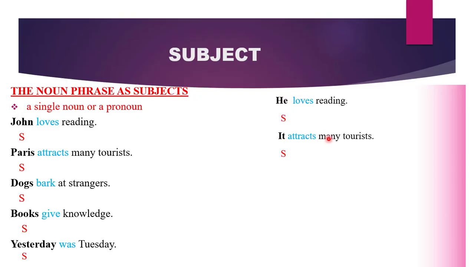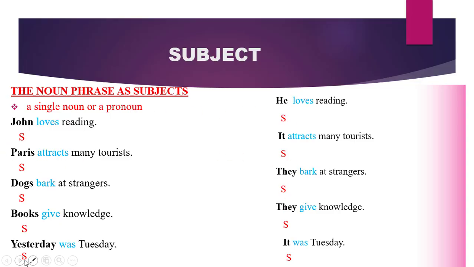It attracts many tourists. What attracts many tourists? It. So it is our subject. They bark at strangers. What barks at strangers? They. They is our subject. They give knowledge. They has become the subject. In a nutshell, a single noun or a single pronoun can perform the role of a subject. Sometimes the noun phrase wouldn't be a single noun.